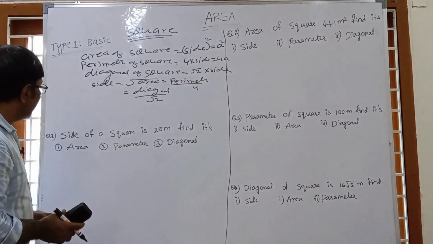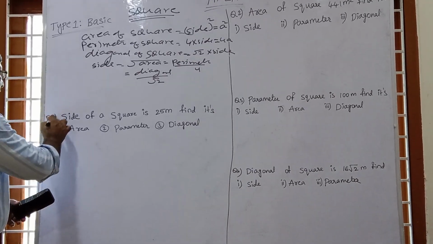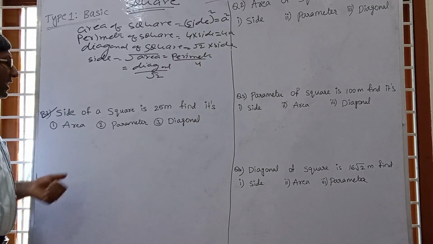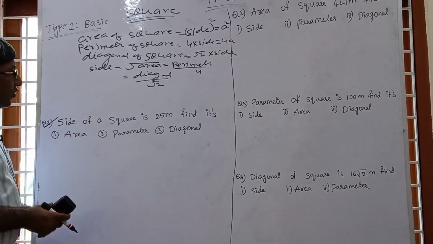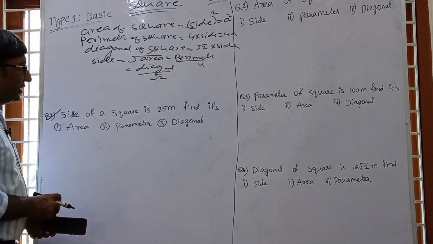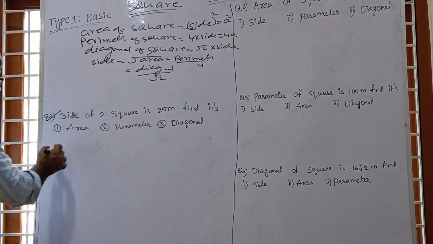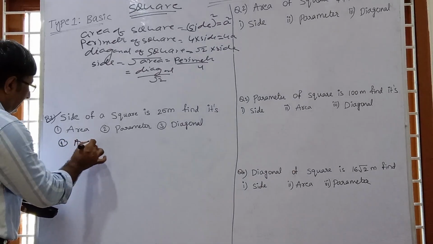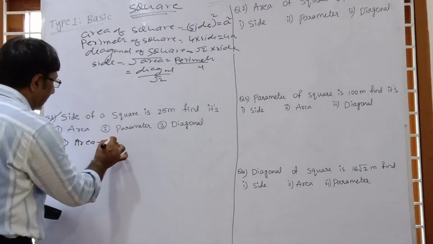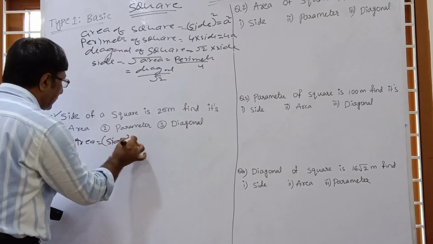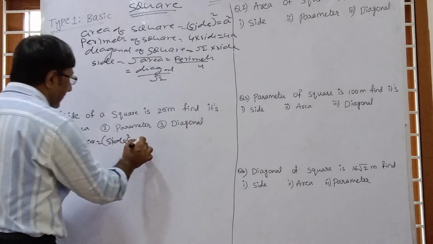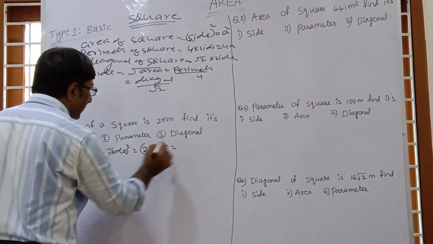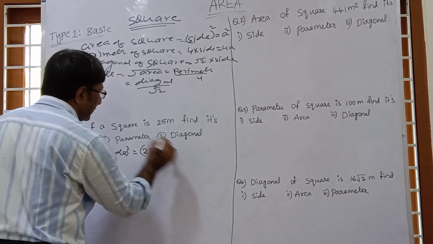So now you see, just like a first question. First question is what? Side. This is the very basic question. This type of questions are generally asked in the exams. Side of a square is given as 25 meter. Then find its area. So you know area of a square is side square, and in the question, side is given, 25 meter. So this is 25 meter square.